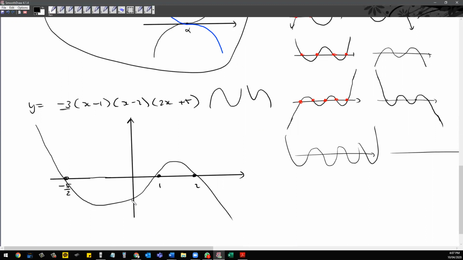And how do you figure out this point? Well, just plug in 0, 0, 0. Then -3, -1, -2, 5. So that's equal to 10 times 3, which is -30. There are 3 negative signs, so the negative sign survives. This will be -30.